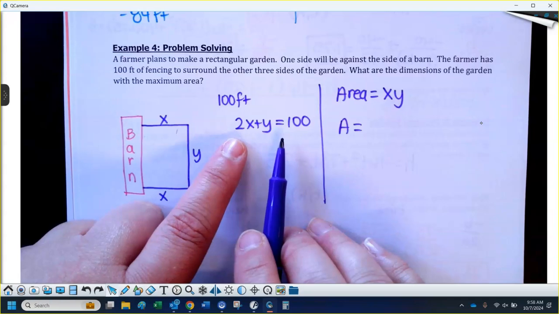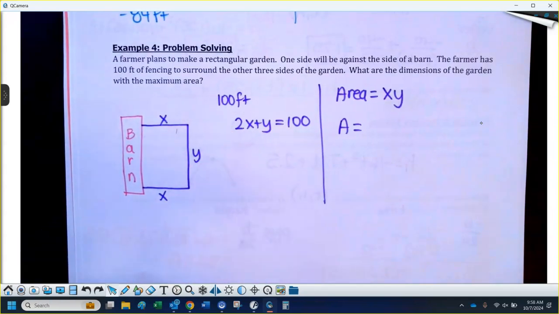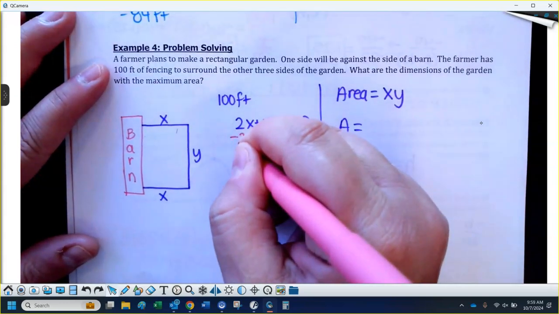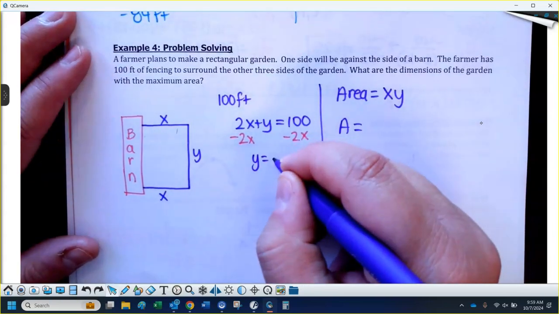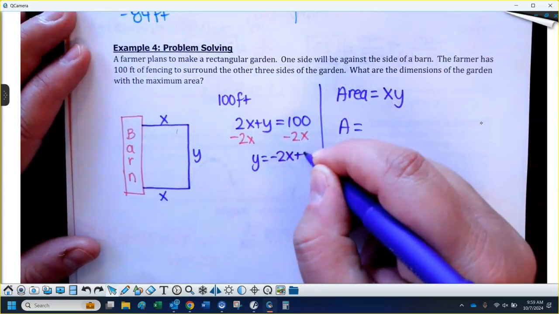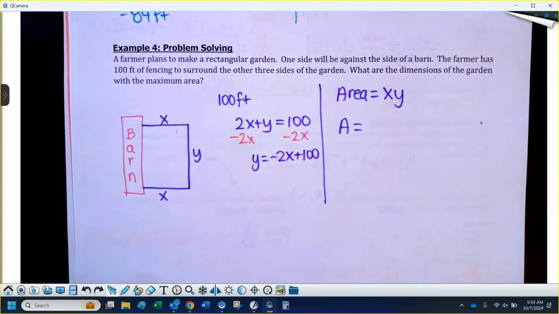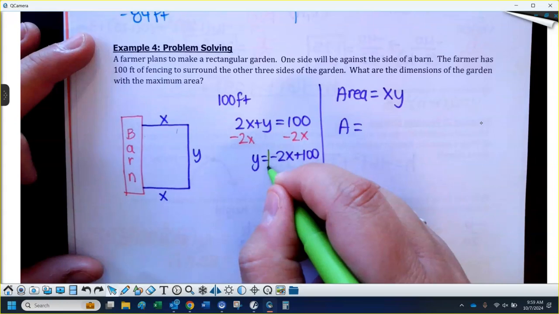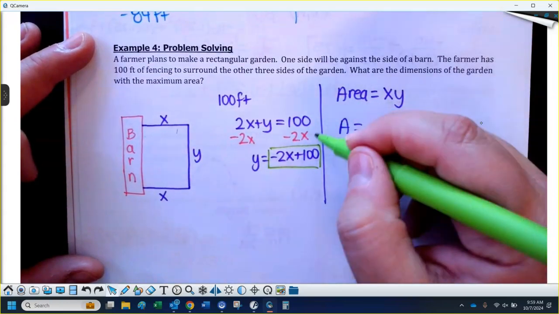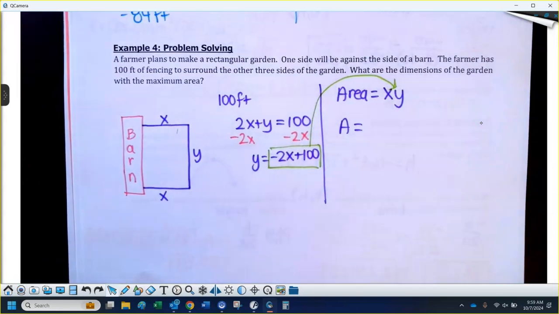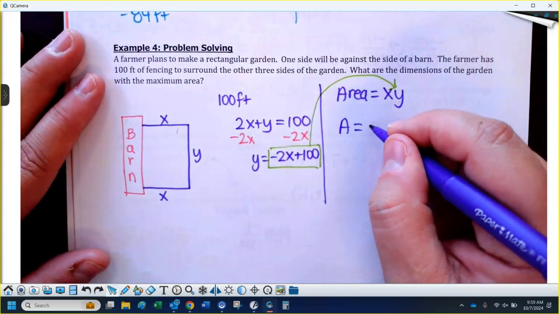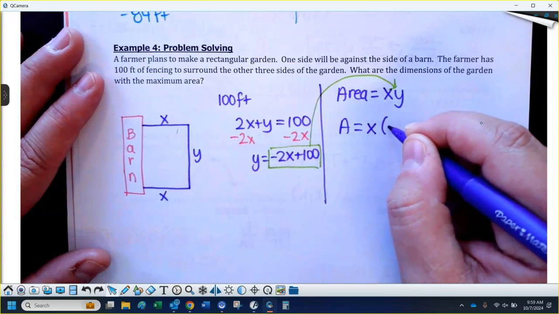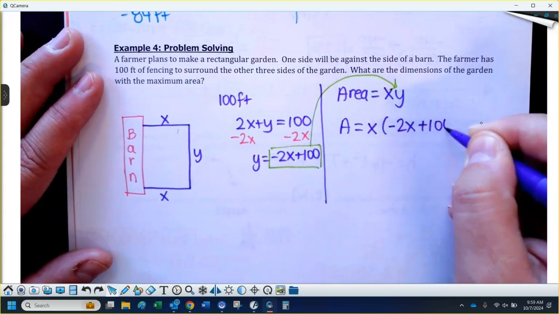You're going to utilize the perimeter here to get one of these variables by itself. Easiest way I could do that for this particular question, let me just subtract the 2x. So I would have y equals negative 2x plus 100. The reason I'm doing that is I'm going to sub this in for y in this equation, and that'll create the one side only having one variable, which will be x for this particular example. You could do either one, doesn't matter. But to find my area, I'm going to have x times negative 2x plus 100.